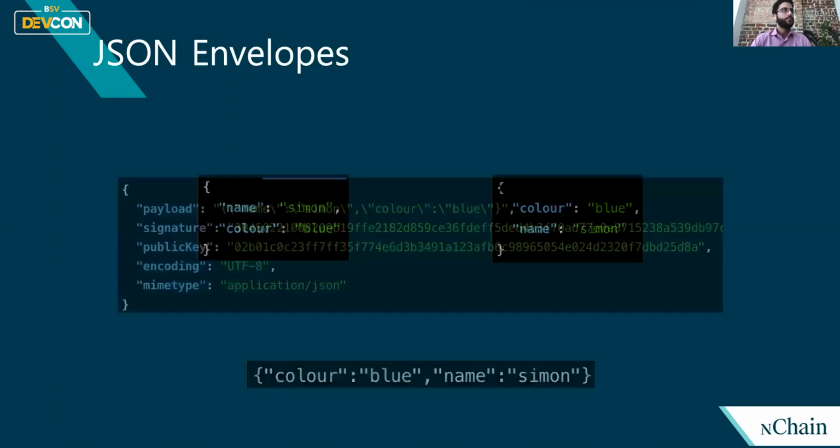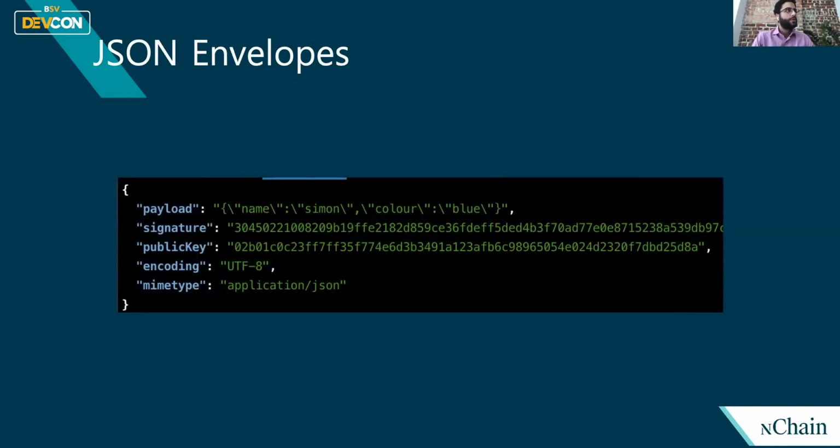So we came up with JSON envelopes, which is basically a way of putting the JSON object in another JSON object, which is where the name envelopes comes from. You would stringify the JSON object and then put it as a payload of another JSON object with the signature as another field on this piece of data, and the public key. Then you could choose different encodings, but this is how we get around that situation.